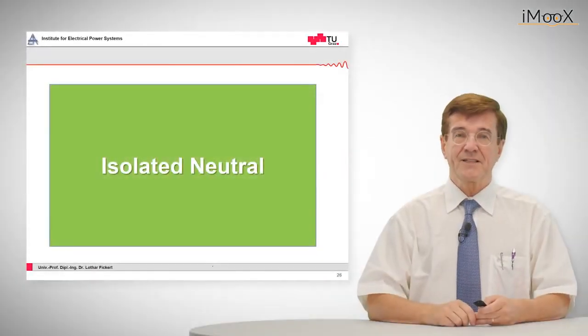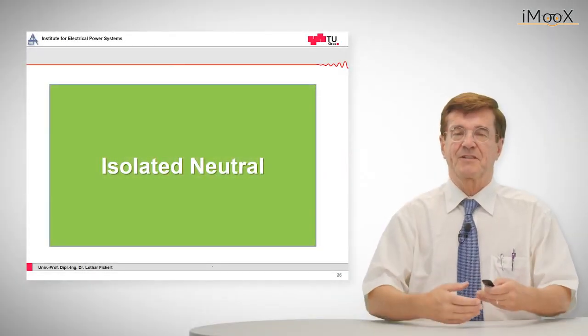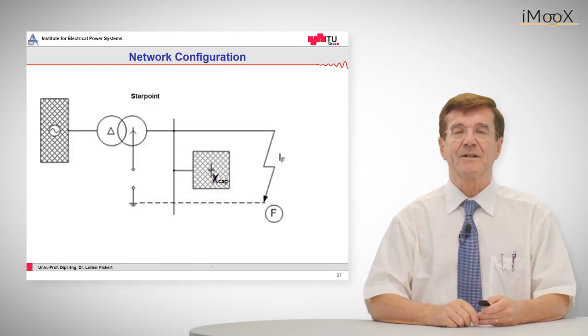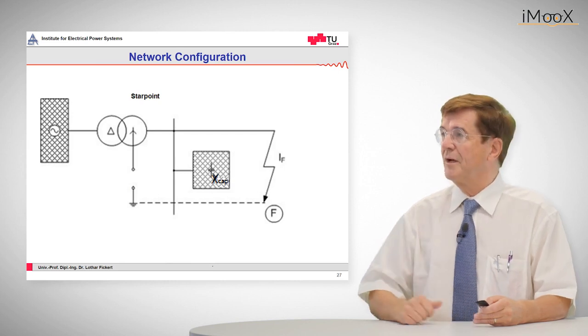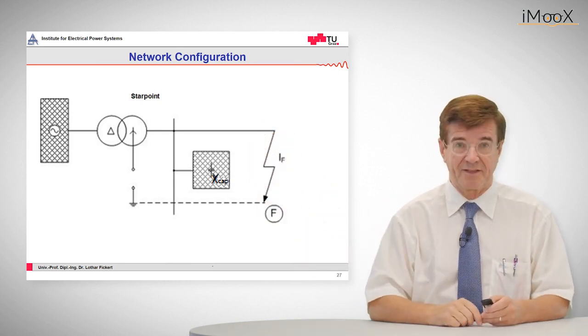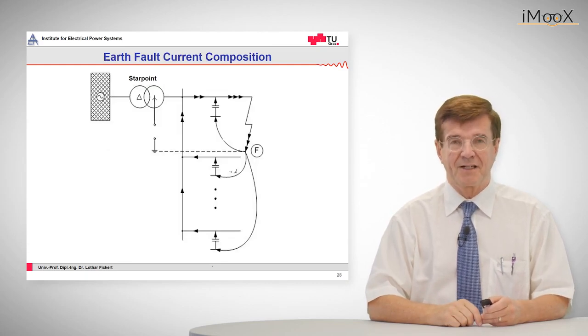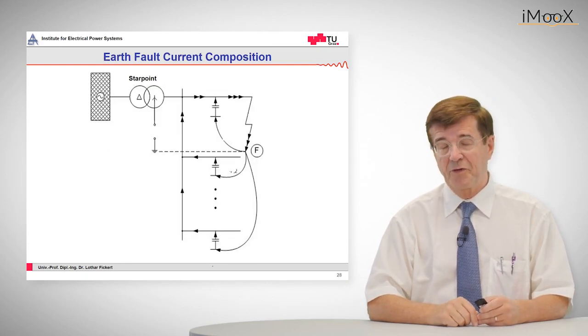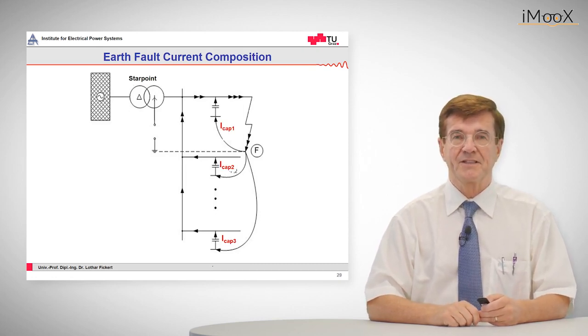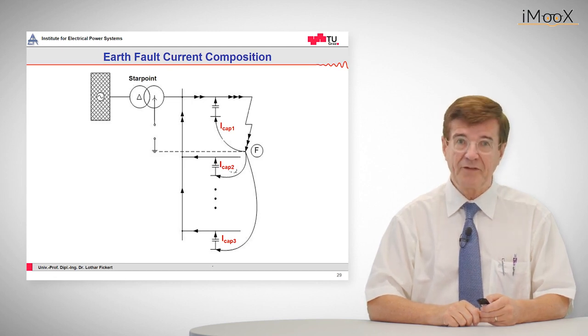Now let's start with the insulated neutral, which is the first step to understand the resonant grounded grid. Again, we have the network configuration, where in the neutral of the transformer there is just nothing, which means it is an isolated neutral. Then we have the currents that go from the fault point back into the otherwise perfectly insulated system, which are the capacitive currents of the healthy feeders and of the faulty feeders.